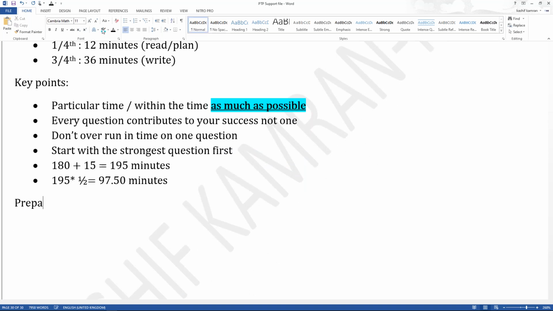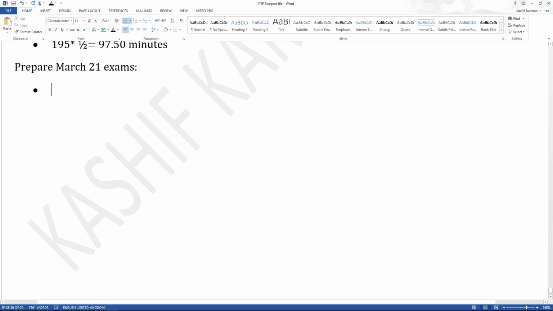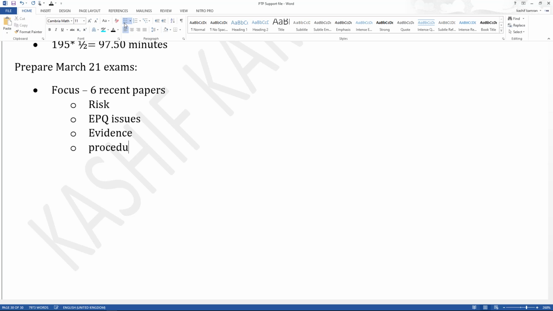Okay, now moving towards the last few things. When you sit down to prepare for your March 2021 exams, first of all, you should ensure that your focus is on the 6 recent papers, which I've been guiding you to every day. Your focus has to be on 6 recent papers for the topic of risk, for the topics of ethical, professional, and quality control issues, for the topic of evidence, for the topic of procedures, for the topic of reporting.